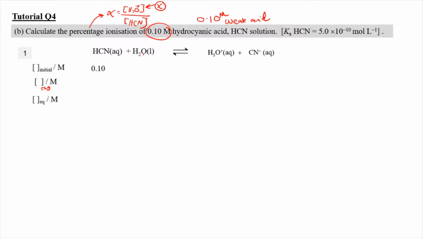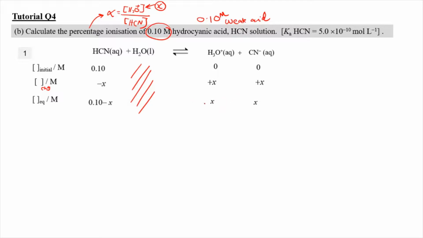So at initial stage we have 0.1. For the pure water, we can ignore that. And then for the H3O plus and the CN minus, we're going to get 0 and 0. During the changes, the reactant is going to reduce by minus X, the products are going to increase by plus X and plus X, and at equilibrium, we're going to get 0.1 minus X, and for the other species, we have got X and X respectively at equilibrium.